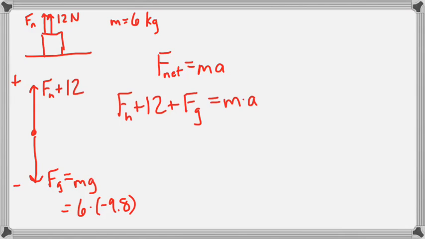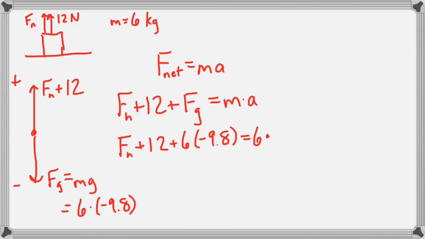All right. Well, let's start plugging in what we know. Do we know the normal force? No, we don't. As a matter of fact, that's what we're being asked to figure out. That's the force that the table exerts on the box. So let's leave that as F sub n plus 12. And then we have plus 6 times negative 9.8. All of that equals our mass, which is 6 kilograms, times our acceleration.